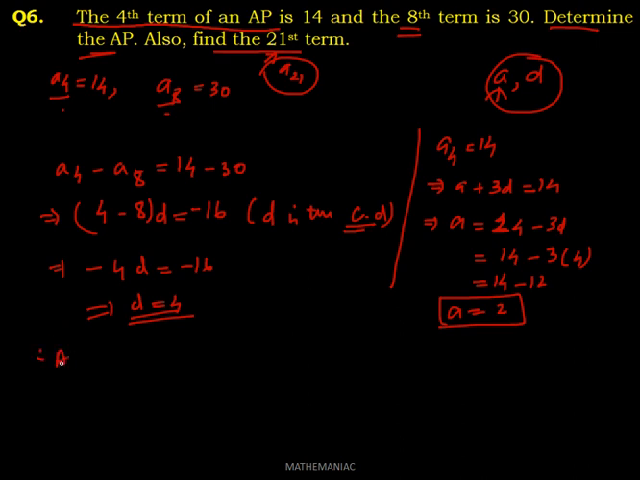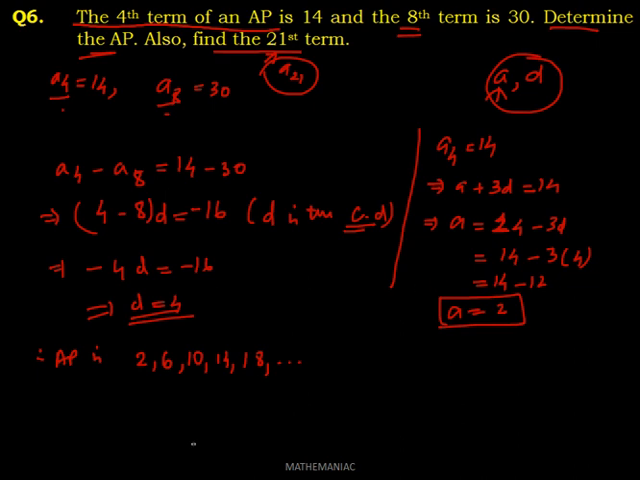Now you write the conclusion. AP is, first term is 2, common difference is 4. So from the present term, if you need the next term, you have to add the common difference. So 6 you will be getting, then will be 10, then will be 14, then will be 18, and so on. So you got the AP.